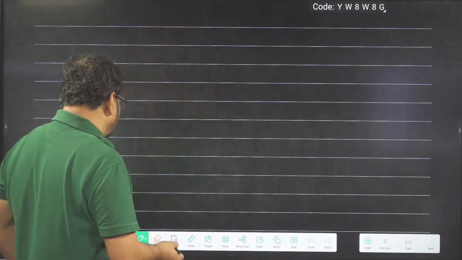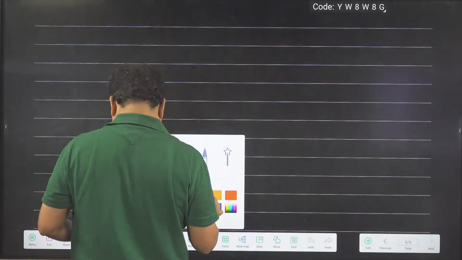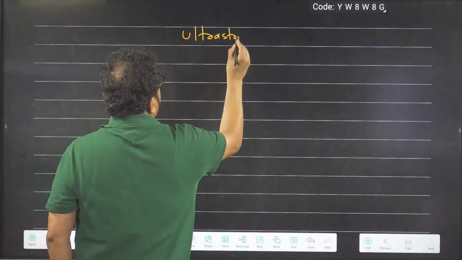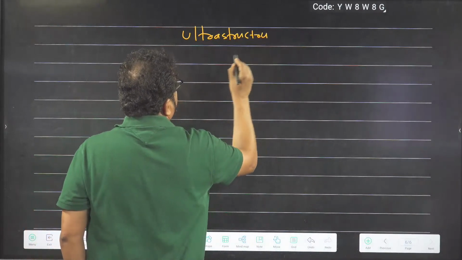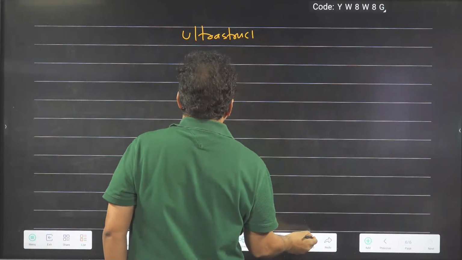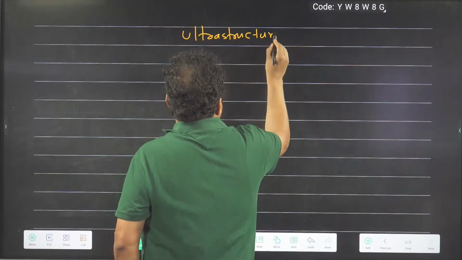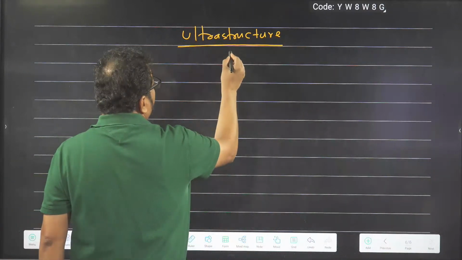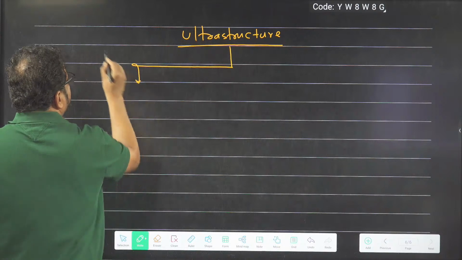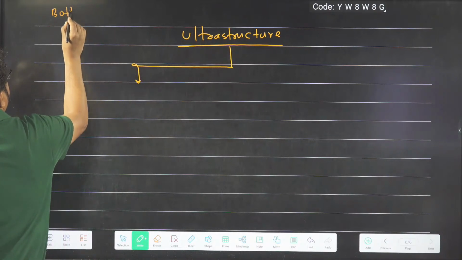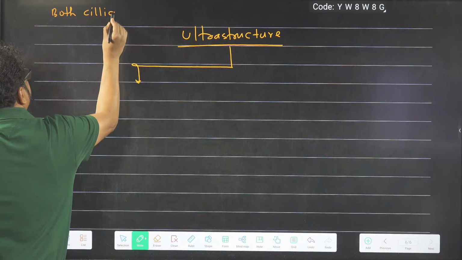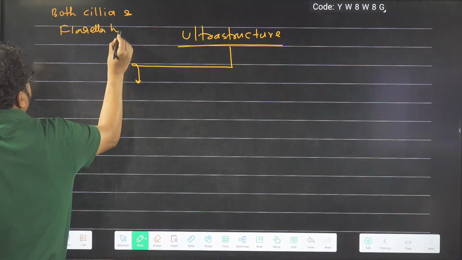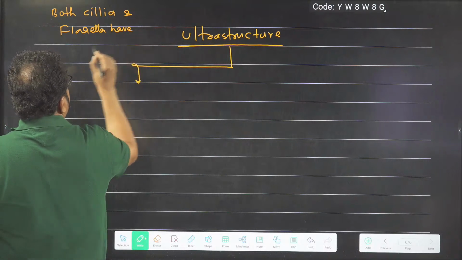Now I am going to talk about the ultrastructure of cilia and flagella. Ultrastructure of cilia and flagella. So in cilia and flagella, two components are there. Both cilia and flagella have the same ultrastructure.